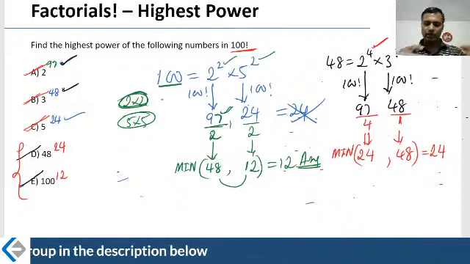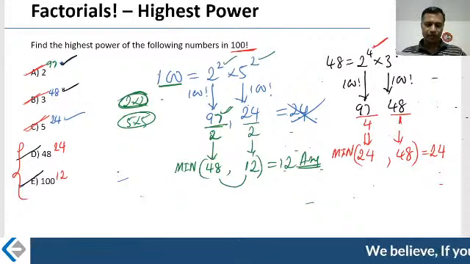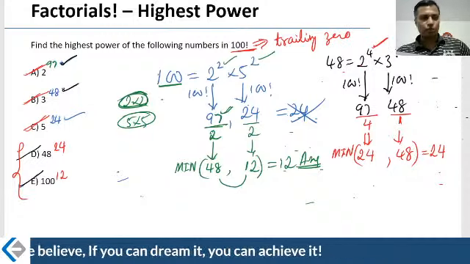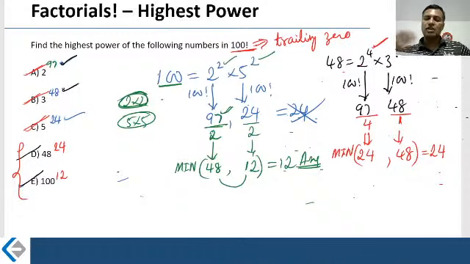Now here, there is another point. Let me make one more point quickly out here. Let's say the question is: 100 factorial ends in how many trailing zeros? One of the years, the CAT has asked a question like that.